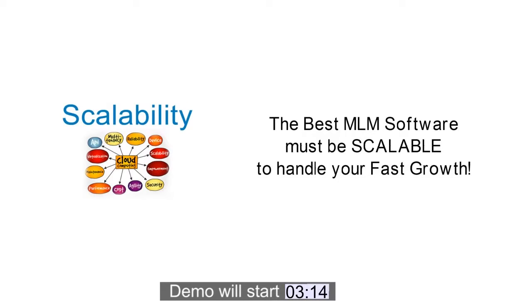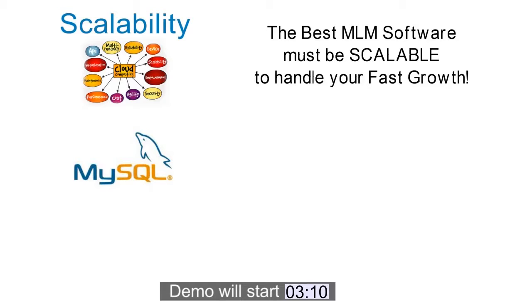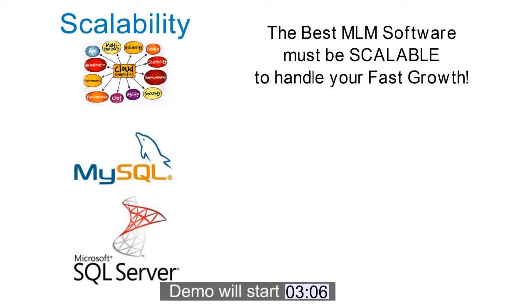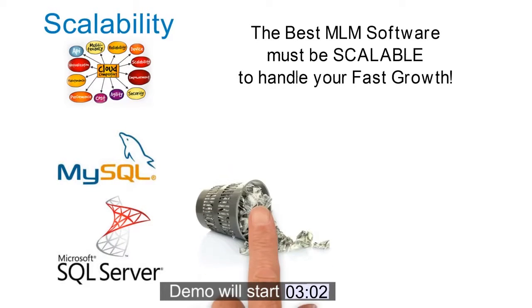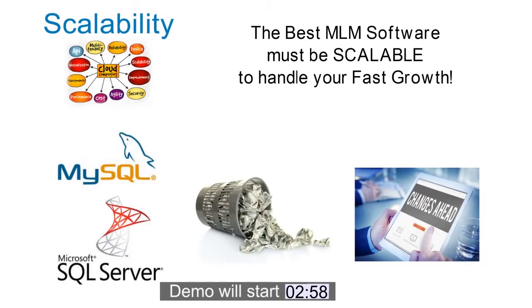Scalability. The best MLM software must be scalable to handle your fast growth. Free databases like MySQL are much harder to keep scalable when compared to Microsoft SQL Server, Oracle, and DB2. Cheaper, yes. As scalable? No. Purchase a non-scalable solution and you could be faced with a very expensive and possibly even company-ending MLM software transition in your future.